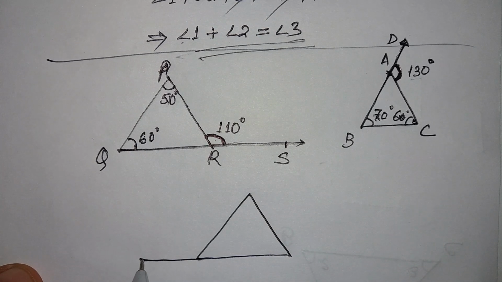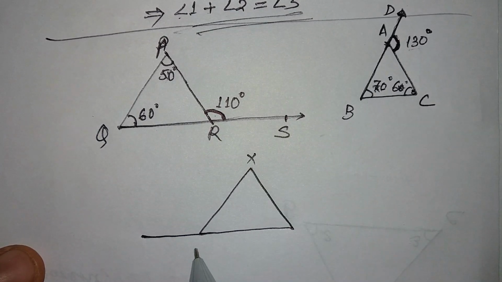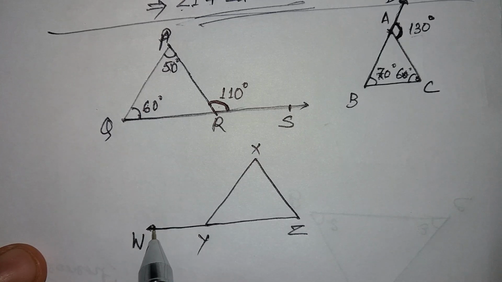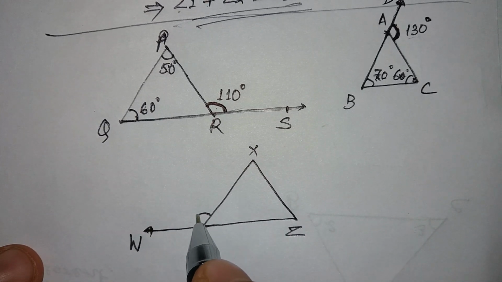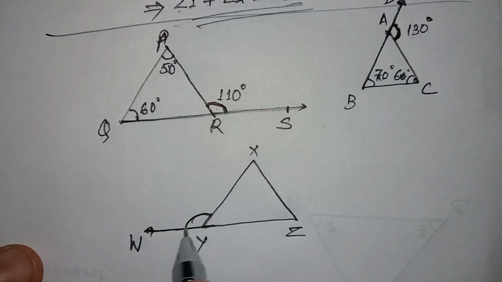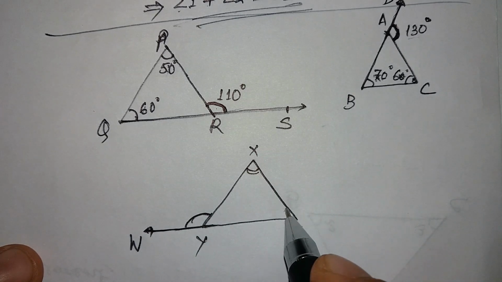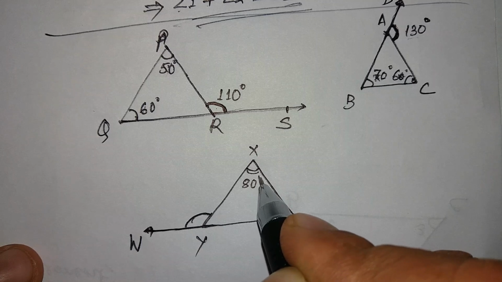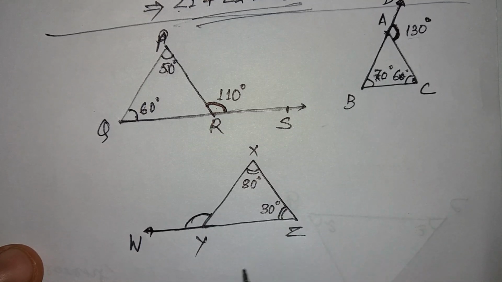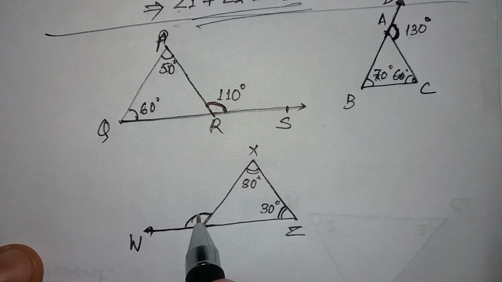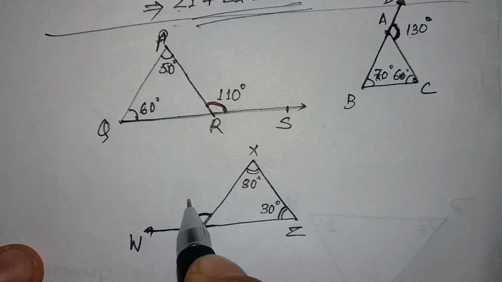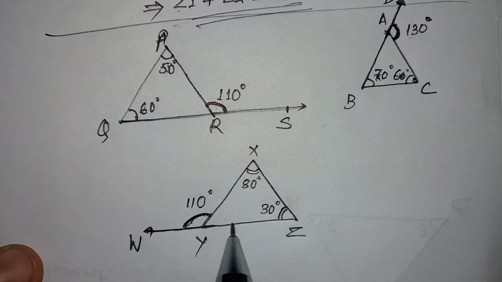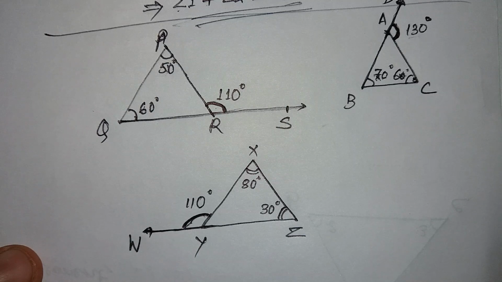Okay, let's produce this side. Let's say X, Y, Z, and it has been produced to W. Here now this is the exterior angle, and these are the two interior opposite angles. So let's suppose that this is 80 degrees and this is 30 degrees. Then 80 plus 30 is 110, so the measurement of this exterior angle must also be 110 degrees. So this is the exterior angle property.